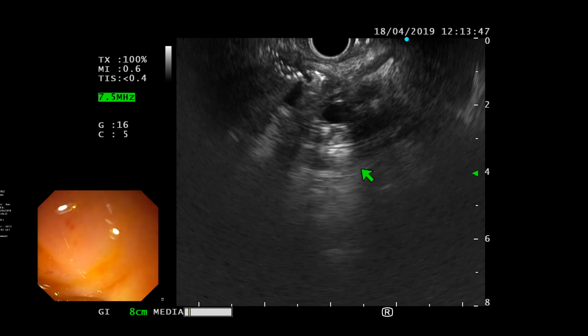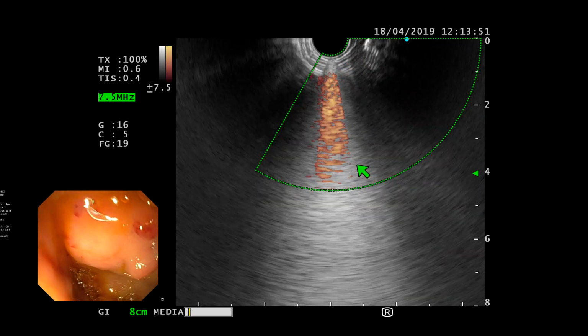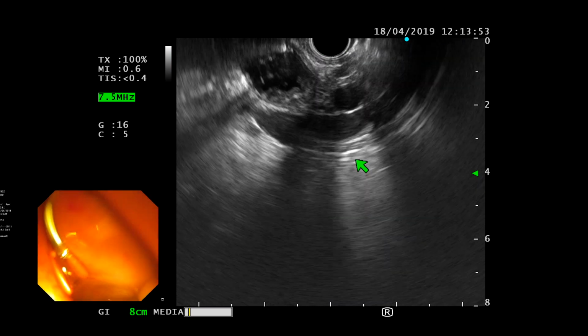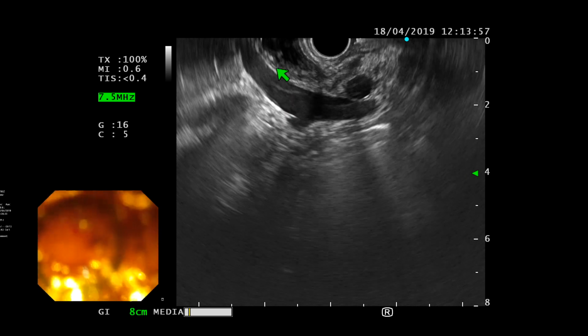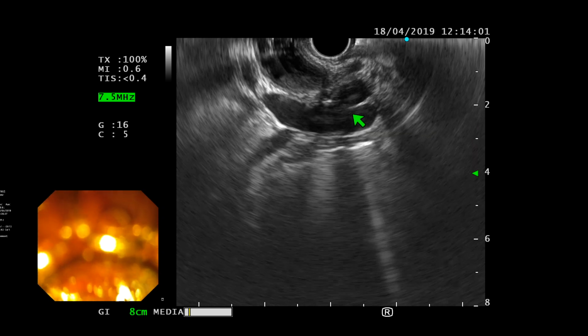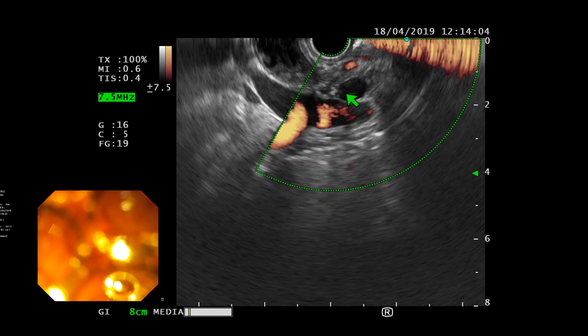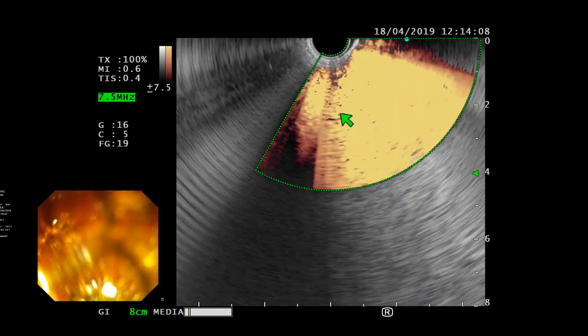And this may be the pancreatic duct. Let's just put flow on it. Okay, now look. So portal vein, bile duct, pancreatic duct, put flow on it and see. Yeah, see, there's no flow in this. So this is, by the way, the confluence.